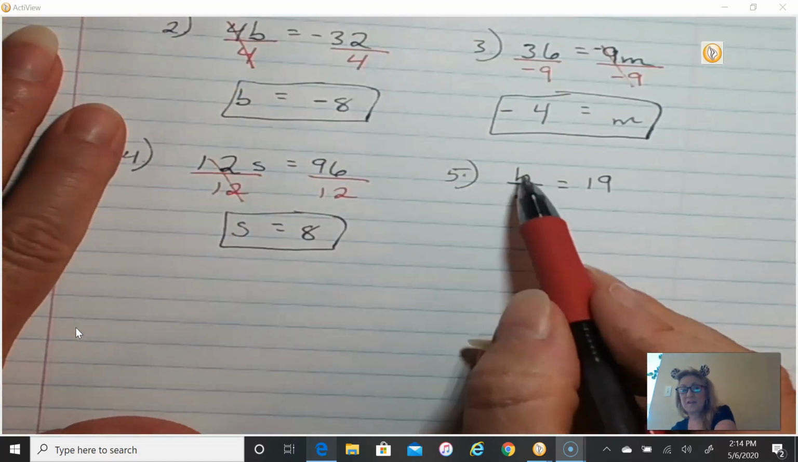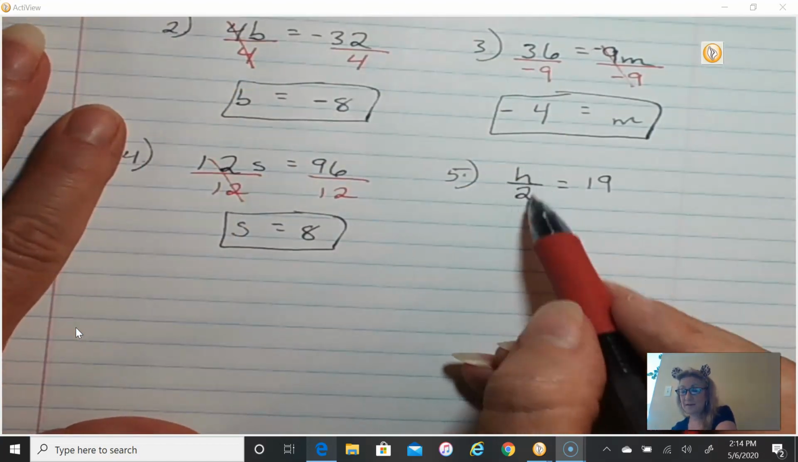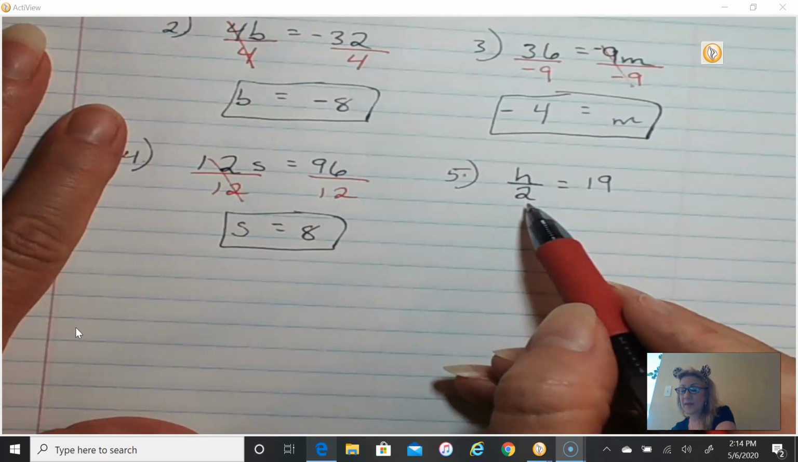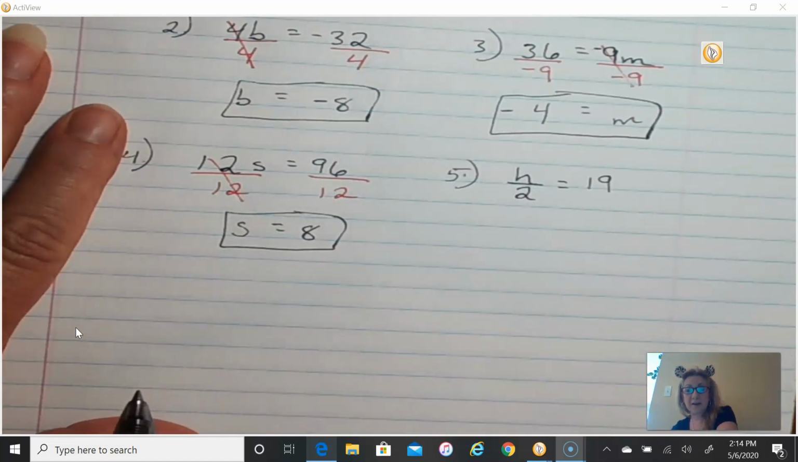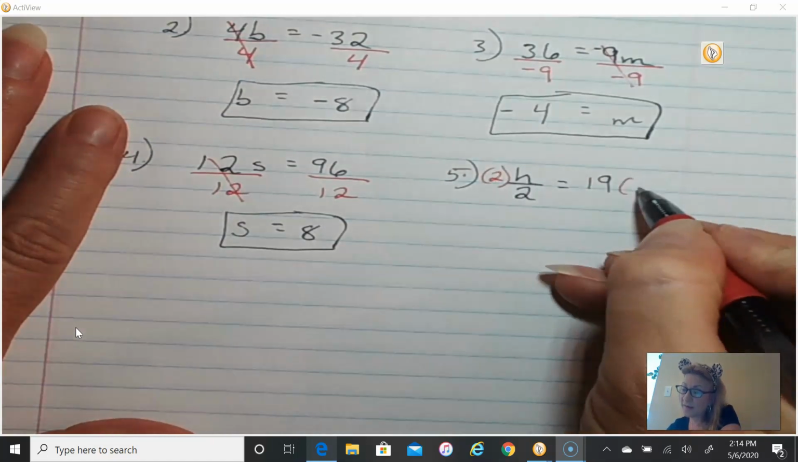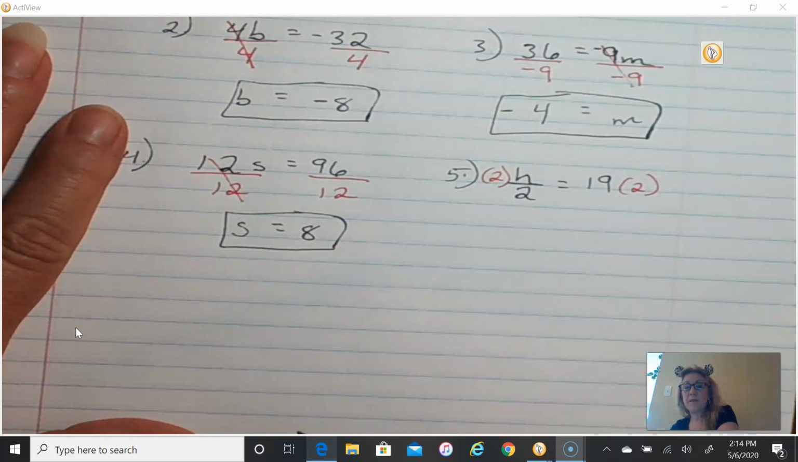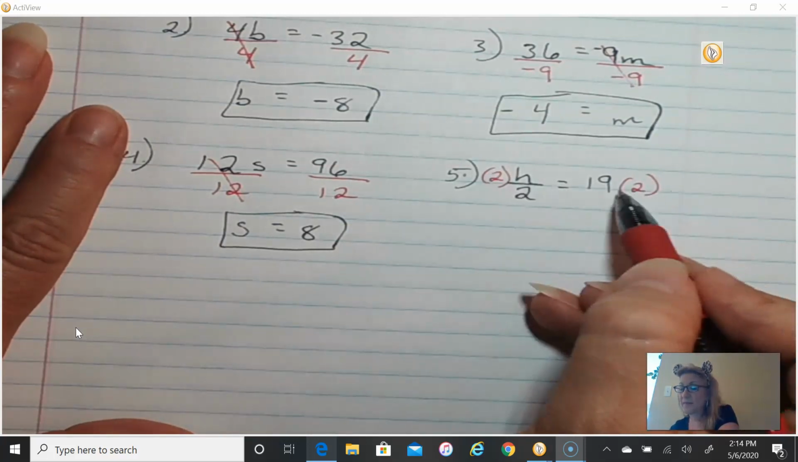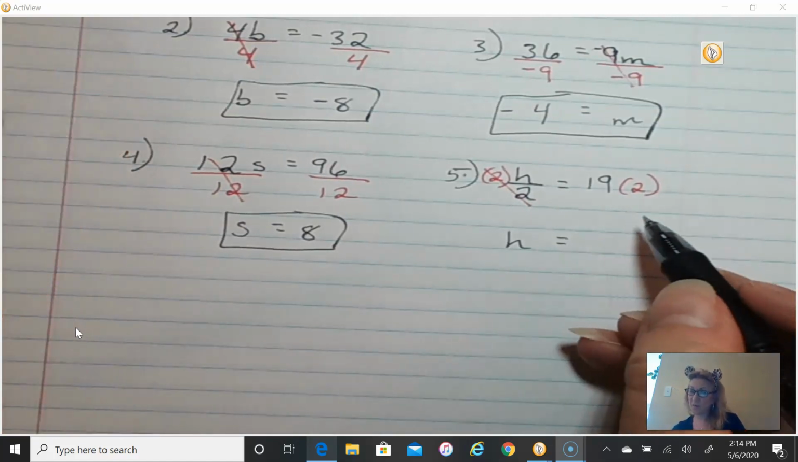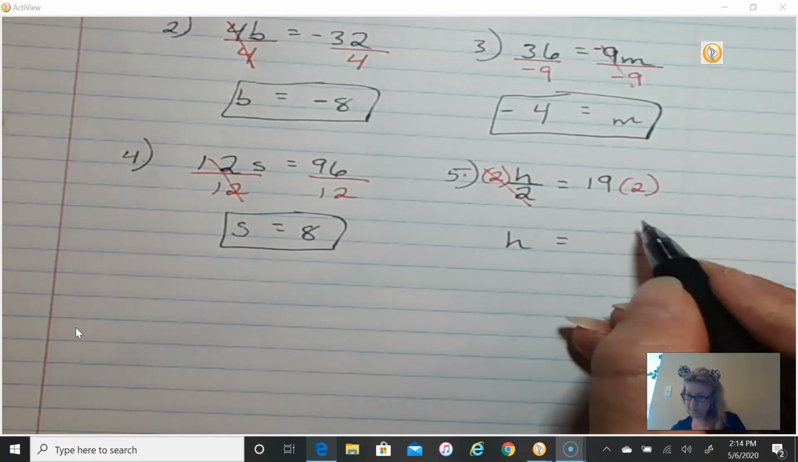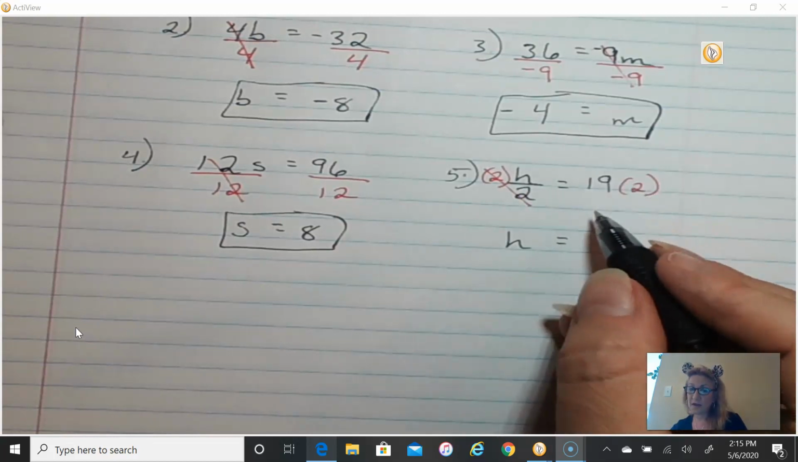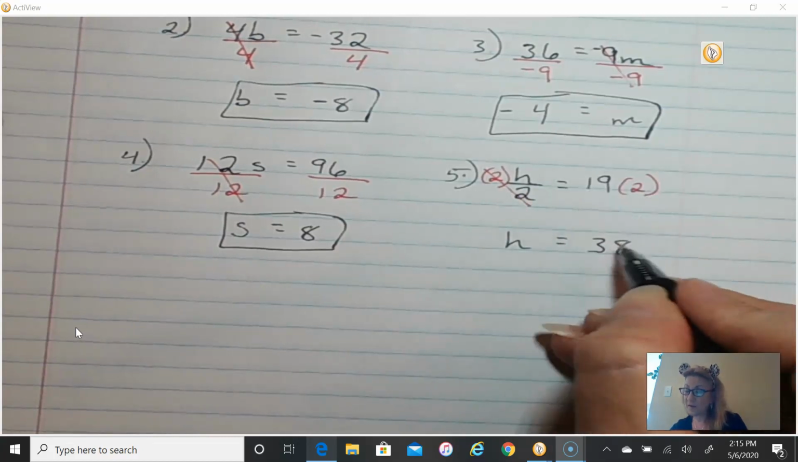So what operation is taking place here? Division. There's division taking place. h divided by 2. Okay, so what is the opposite of dividing? Multiplying. So we're going to multiply both sides by 2. We're going to multiply this by 2 and this by 2. They cancel out, and I'm left with h equals, so what's 19 times 2? 2 times 9 is 18. Carry that 1. 2 times 1 plus 1 is 38.